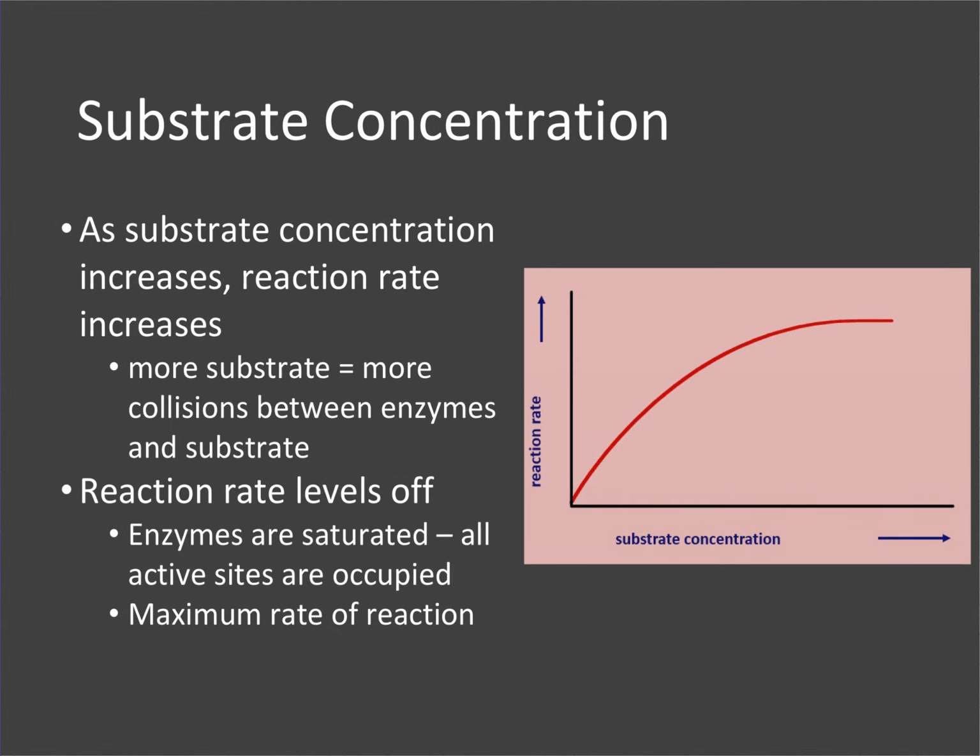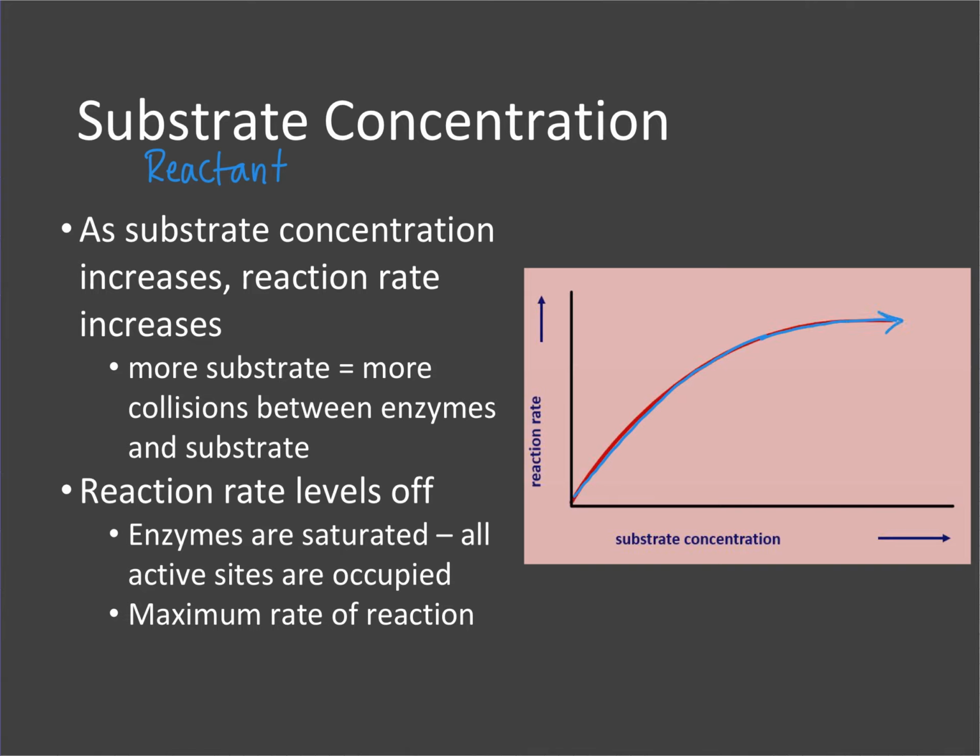Now let's take a look at the effect of substrate concentration on reaction rate. And remember that the substrate is also called the reactant. So this is the molecule that is reacting with the enzymes. As the substrate concentration increases, the reaction rate also increases to a point, and then it starts to level off. You'll notice that this graph looks very similar to the graph comparing enzyme concentration to reaction rate.